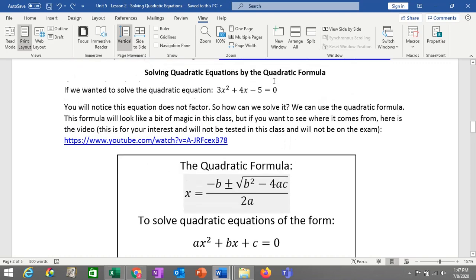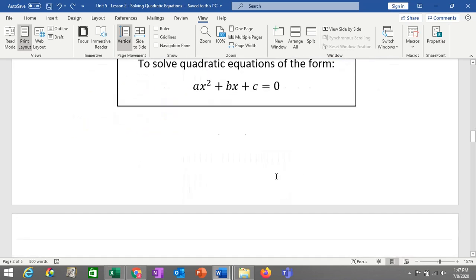Let's use it. We need to plug this equation into the formula. So you have an x squared term, an x term, and a constant term that has no x on it. Everything is on the left-hand side. And so you have your a, you have your b, you have your c. My a is the thing that goes with the x squared, so that's 3. My b is the thing that goes with the x, so that's 4. And my c is the thing that doesn't have an x, and it includes the negative, so it will be negative 5. So a is 3, b is 4, c is negative 5, and I'm going to plug them all in there.